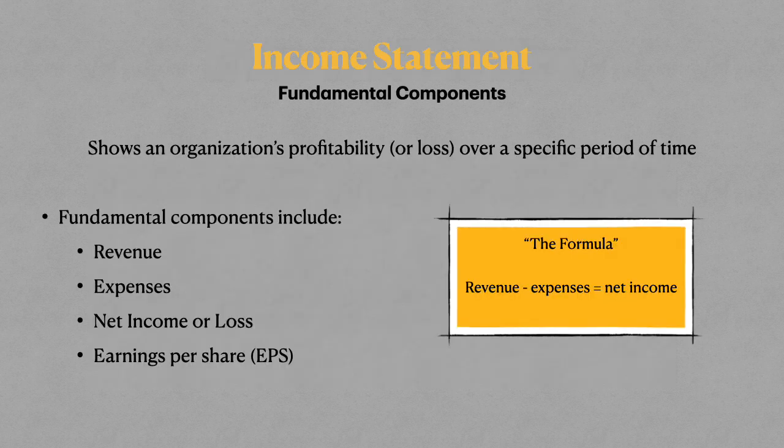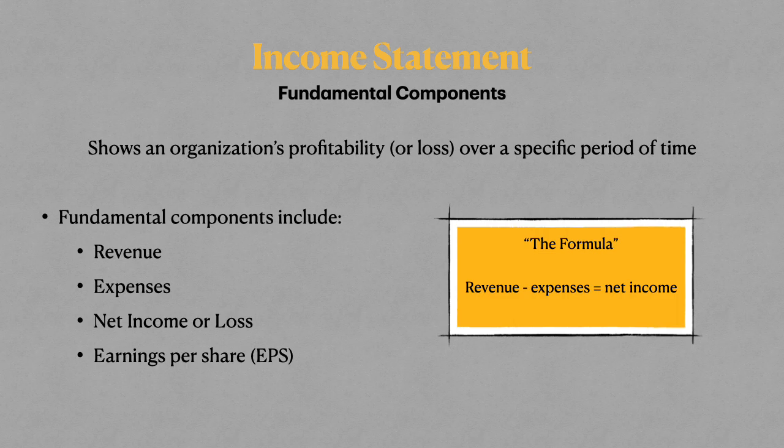Income statement. The income statement, also referred to as a statement of earnings, statement of operation performance, or a profit and loss (P&L) statement, shows an organization's profit performance over a period of time. There are four components: revenue, expenses, net income or loss, and earnings per share.